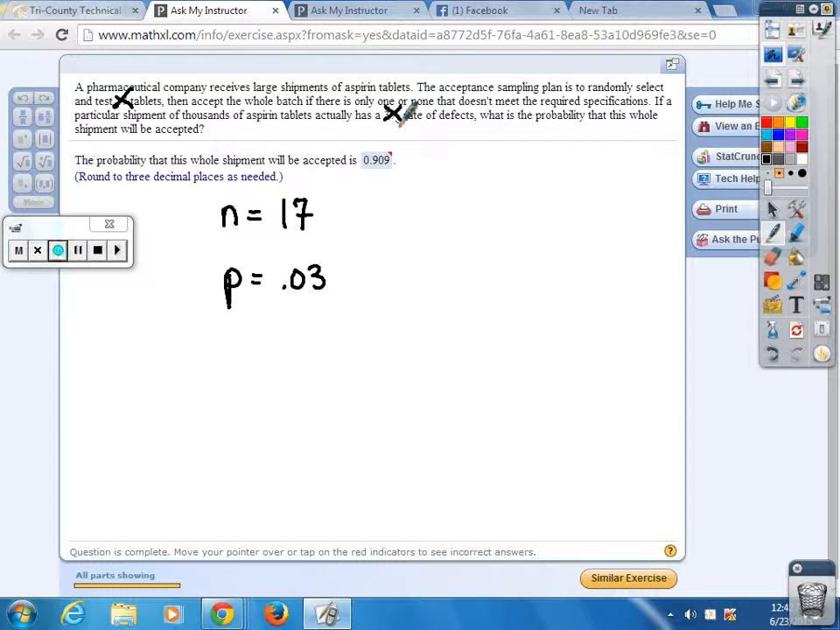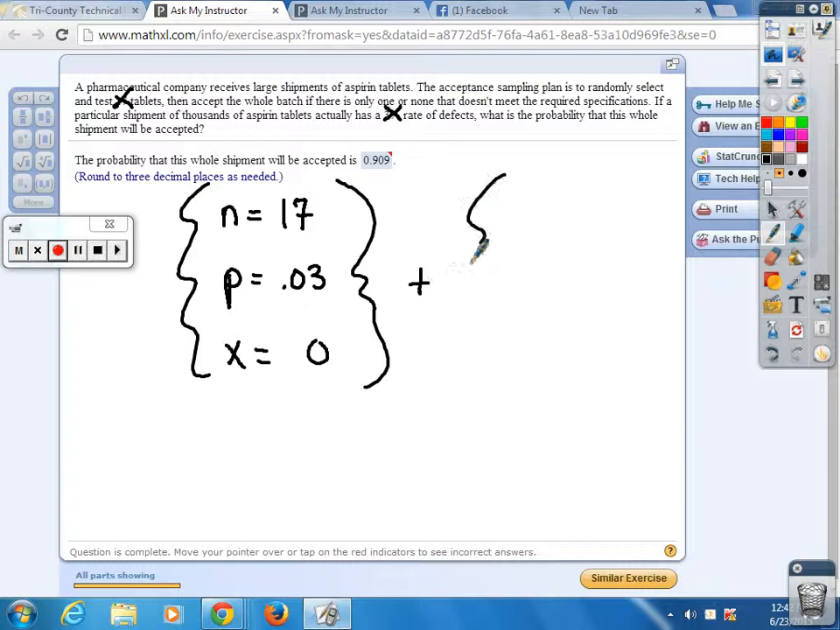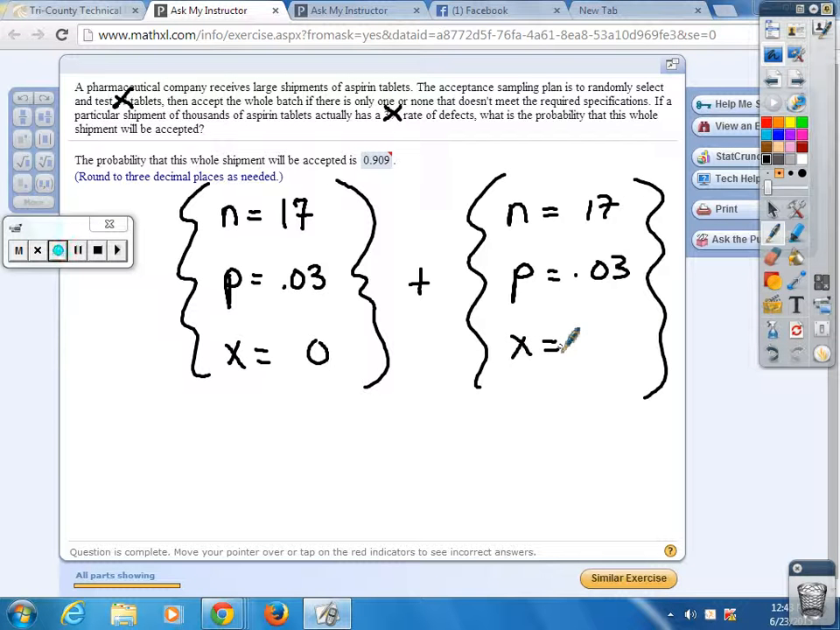So we're looking for another number. Well, where is the only other number in the whole problem? One or none. So x is going to be 0. And then you're going to take this and put it in n, p, x. N is equal to 17, p is equal to 0.03, and x is equal to 0. And then you add it to the one where x is equal to 1. Now add those two up.